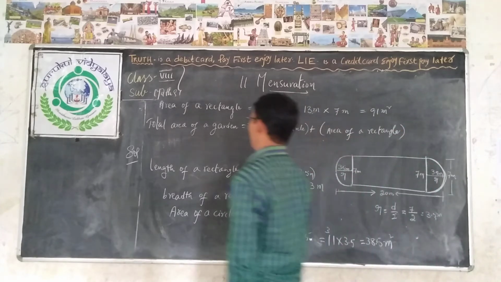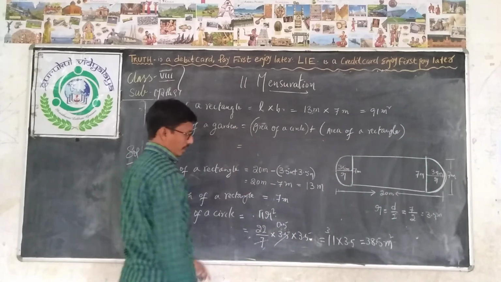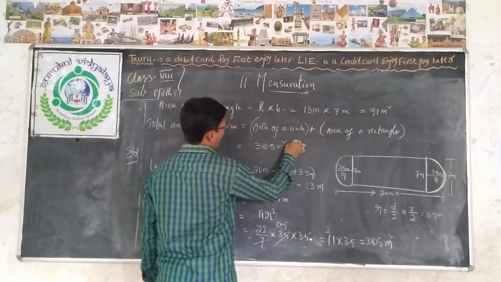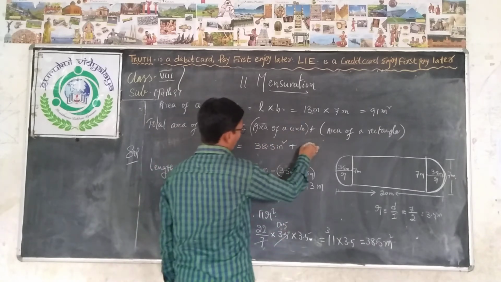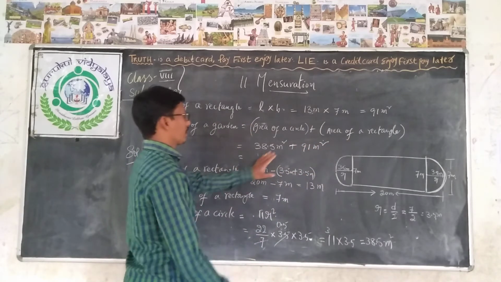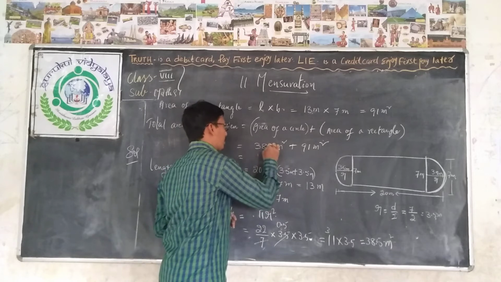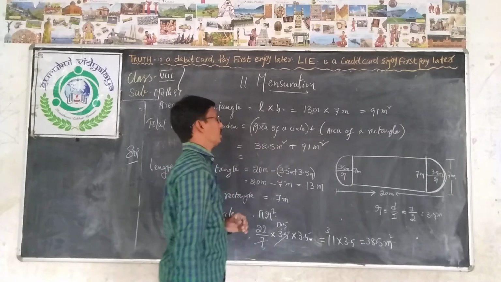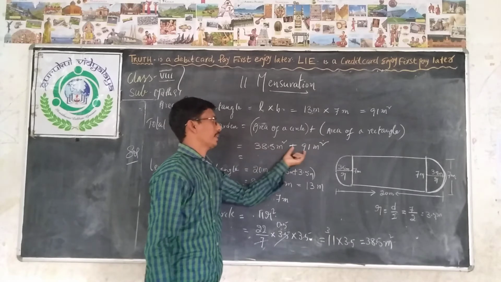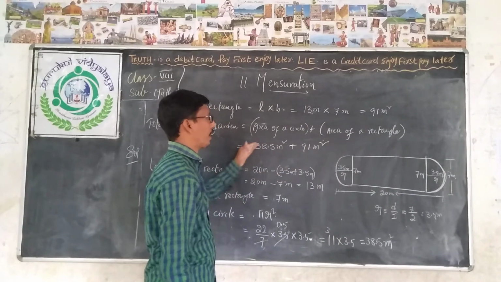Area of a rectangle. So area of a circle, how much did you get? 38.5 square meters plus 91 square meters. First of all, don't get confused about the decimal number. So 38.5, and this is 91. 38 is the whole number part, right? So 91 and 38 are added.